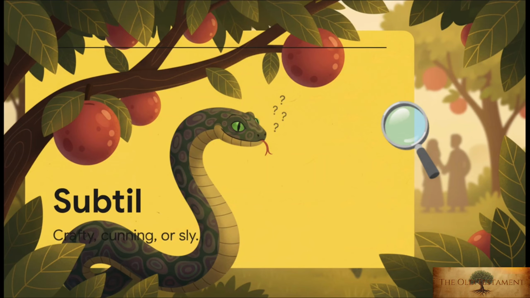Now, in the context of this writing, subtle means crafty, cunning, or sly. The serpent is described as being more subtle than any other beast of the field the Lord God had made, and this detail is absolutely crucial. The deception in this garden doesn't start with a roar or a threat or some big display of power. Instead, it begins with an incredibly calculated approach. It starts with a simple, almost innocent-sounding, whispered question.